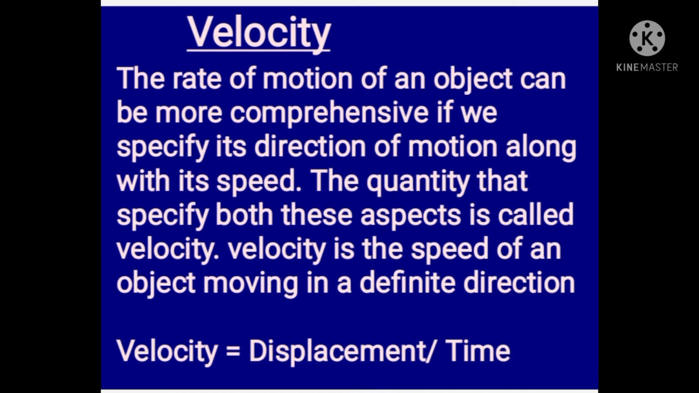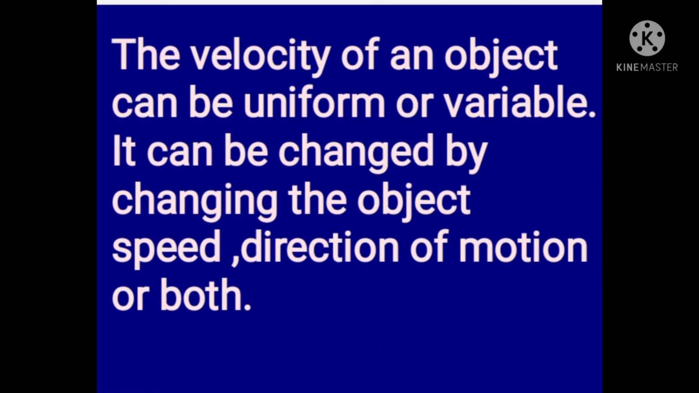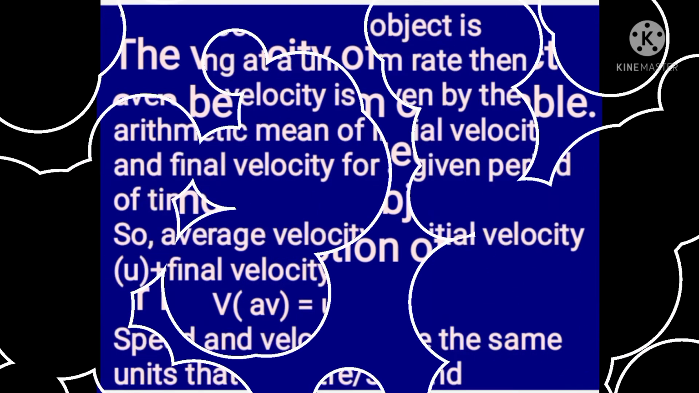Our next topic is velocity. So what is velocity? The rate of motion of an object can be more comprehensive if we specify its direction of motion along with its speed. The quantity that specifies both these aspects is called velocity. Velocity is the speed of an object moving in a definite direction. The velocity of an object can be uniform or variable. It can be changed by changing the object's speed, direction of motion, or both.